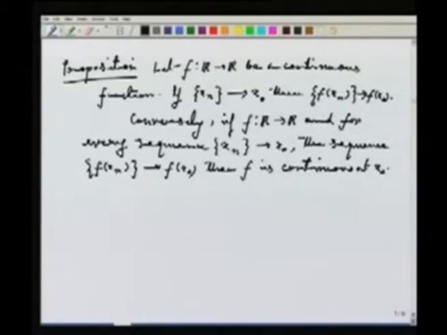This actually clears the concept that if you want to check continuity of a function at a point, let us say x naught, all you have to do is take any arbitrary sequence xn converging to x naught, and just check whether f of xn converges to f of x naught. What is the advantage of this?